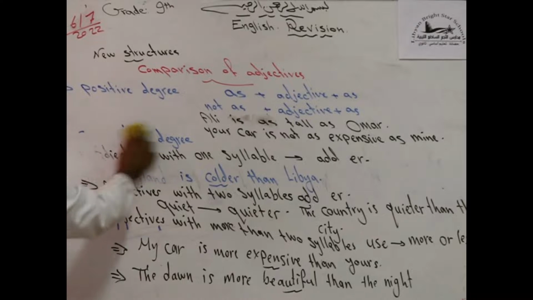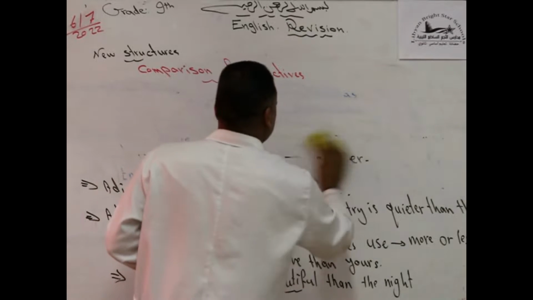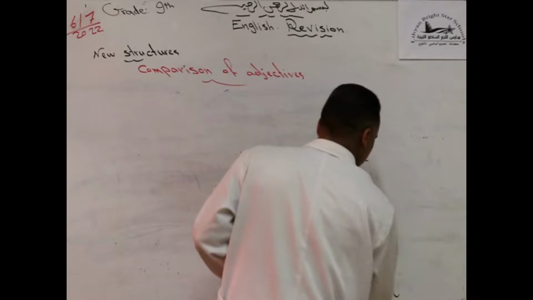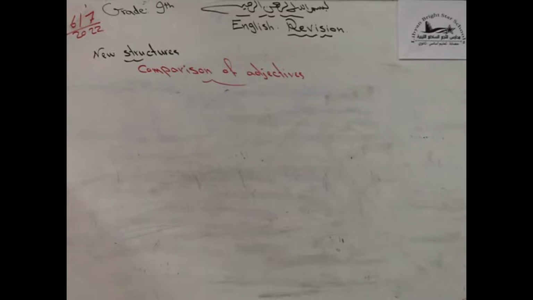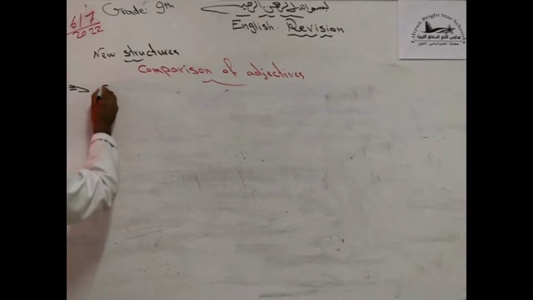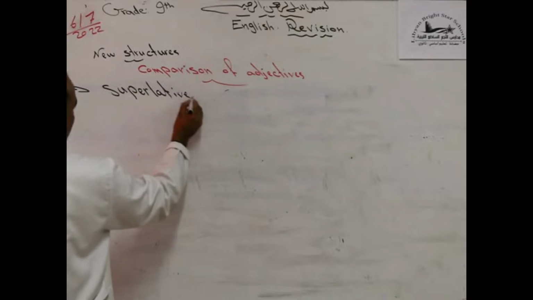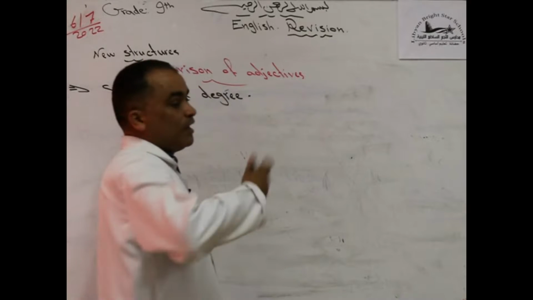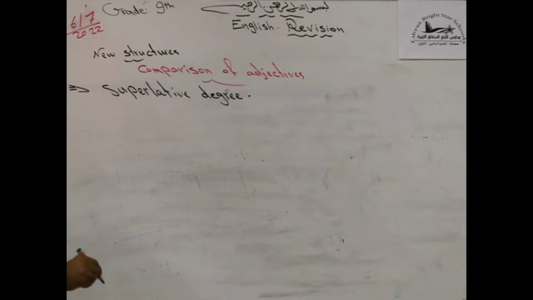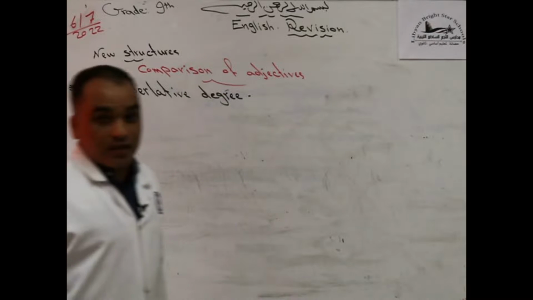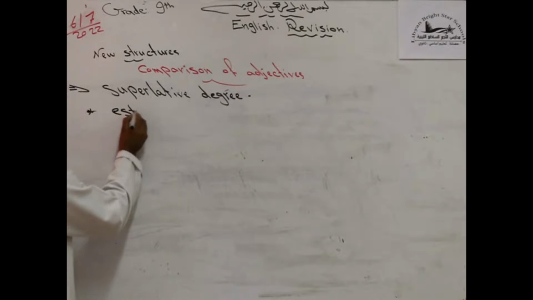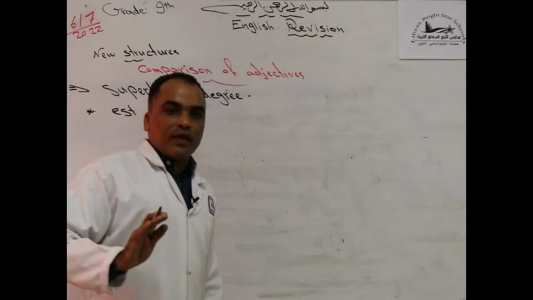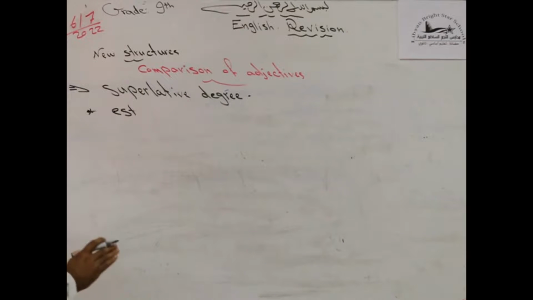Let's move to the third type, which is the superlative degree. In this type, we make a comparison between one in relation to the rest of the group. بنعمل مقارنة بين واحد لمجموعة. Adjectives with one syllable add est at the end of the adjective. Adjectives with 2 syllables add est at the end of the adjective. Adjectives with more than 2 syllables use most or least to make a comparison.